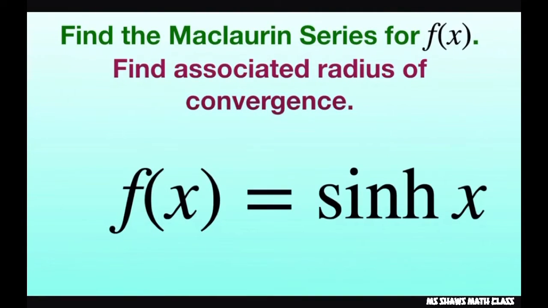Everyone, we're going to find the Maclaurin series for f of x, and also find the associated radius of convergence. We have f of x equals hyperbolic sine of x. So let's look at this, and we're using our definition of Maclaurin series here. We're going to write it in this form. So we're going to start and crank out a few derivatives.